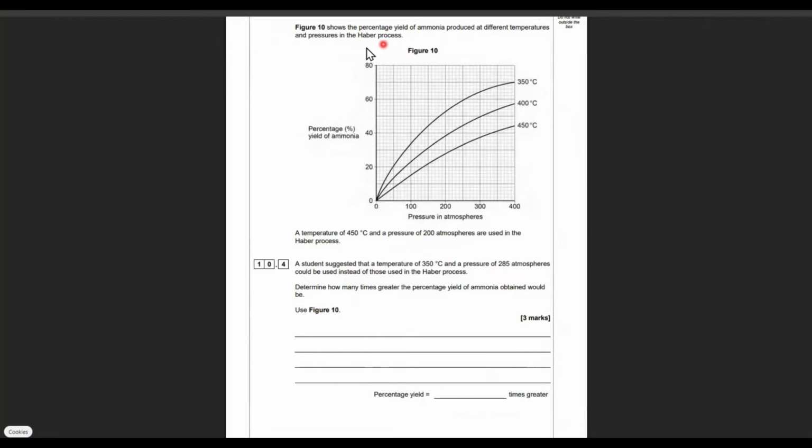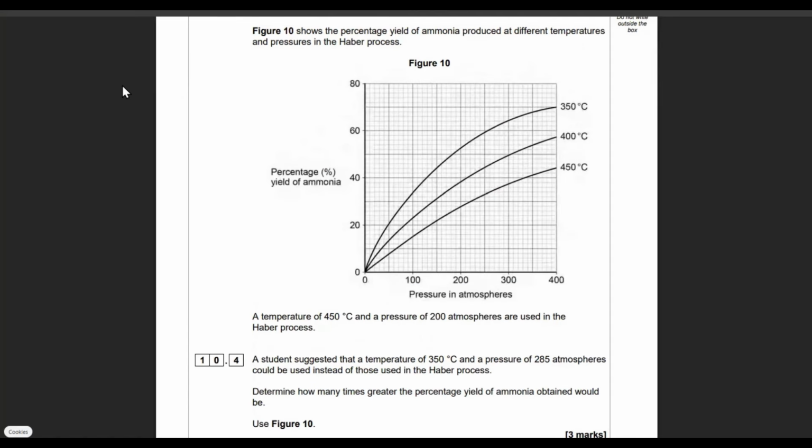Okay. Figure 10 shows the percentage yield of ammonia produced at different temperatures and pressures in the Haber process. We've got this graph here. A student suggested that a temperature of 350 and a pressure of 285 atmospheres could be used instead of those in the Haber process. Determine how many times greater the percentage yield of ammonia obtained would be. So they've told us it's going to be bigger. This is just a reading the graph technique. So we want to start off with the 450 degrees temperature and 200 atmospheres. Let's work out what the original yield in the Haber process is.